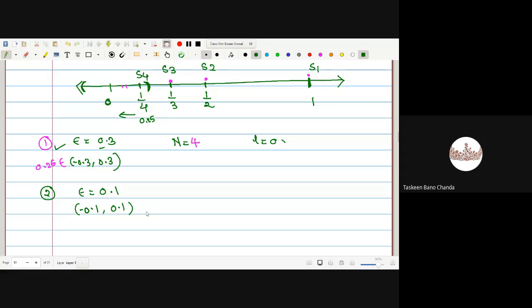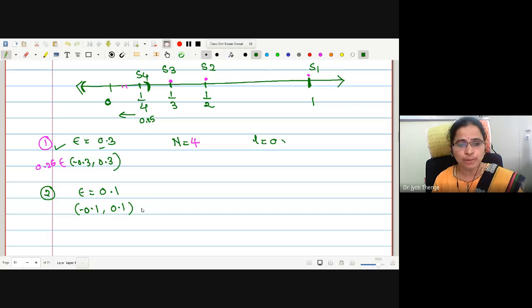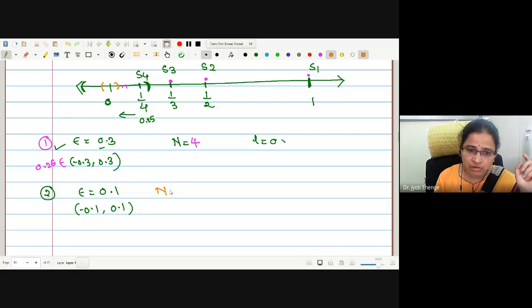The interval will be from minus 0.1 to plus 0.1. Now, somewhere here is the location. I'll change the pen again. Here is somewhere the location, right? Now you have to tell me the value of n after which, or from onwards, all the values of the sequence points fall under this neighborhood of 0 with epsilon value 0.1.